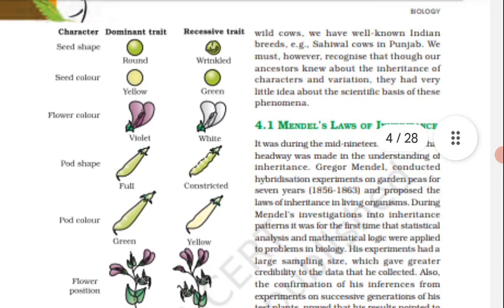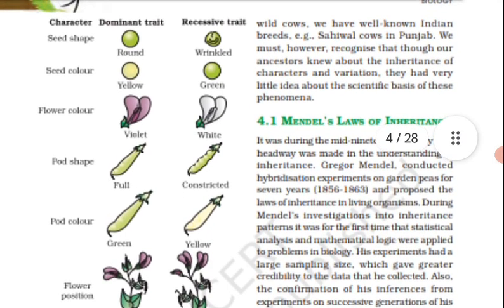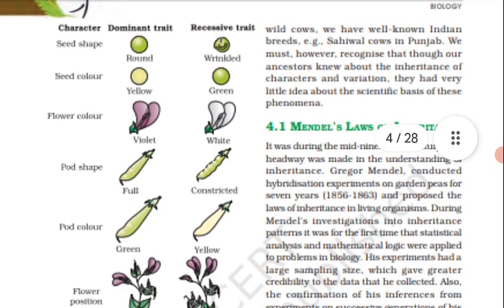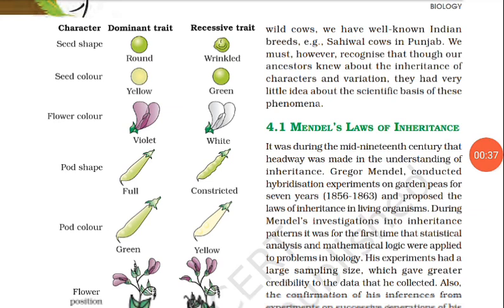We must, however, recognize that though our ancestors knew about the inheritance of characters and variation, they had very little idea about the scientific basis of this phenomenon. Understood? Next, we are going to read Mendel's laws of inheritance. It was during the mid-19th century that headway was made in the understanding of inheritance. Gregor Mendel conducted hybridization experiments on a garden pea for 7 years.